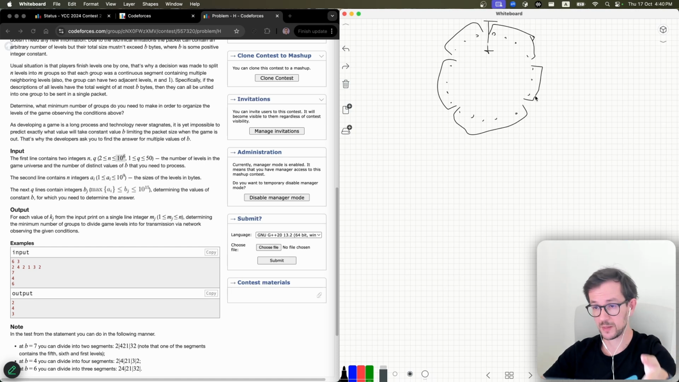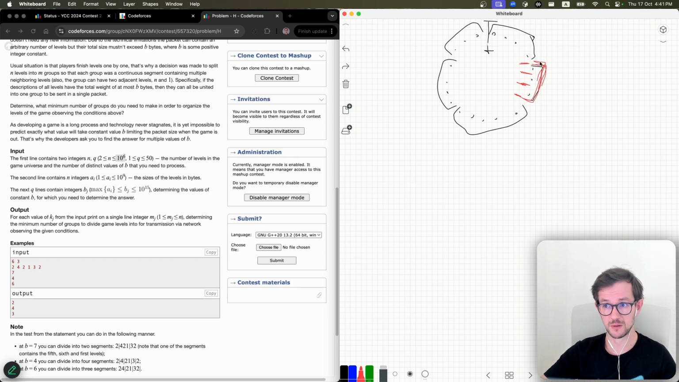Let's find the smallest block. This block. Now, the optimal solution must break this block somewhere. So in the optimal solution, in at least one of these points, you should have the break between blocks, because this solution has maximal possible length, which is not greater than b. So somewhere here must be the border between two segments.